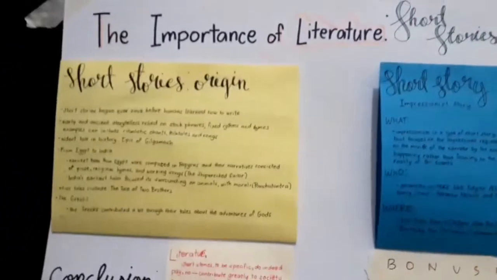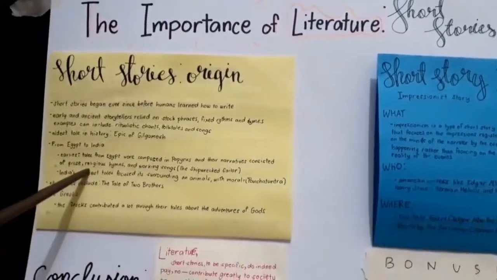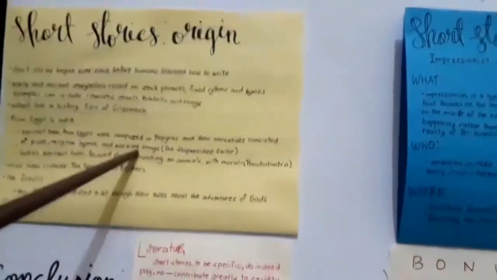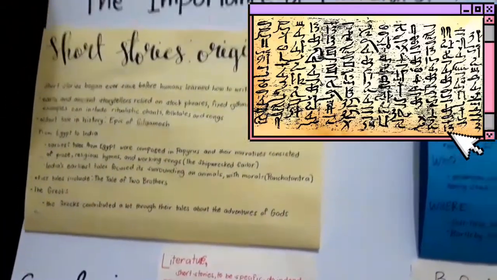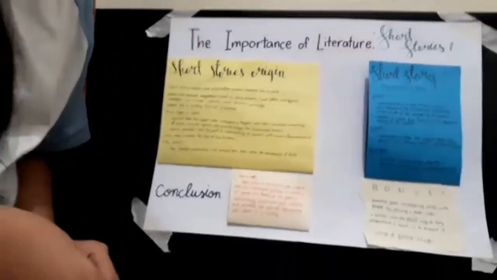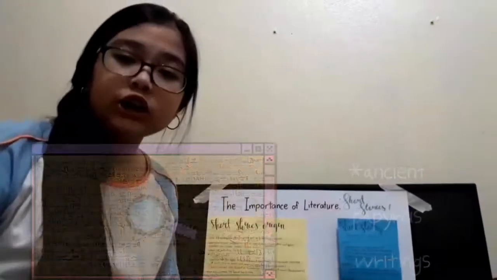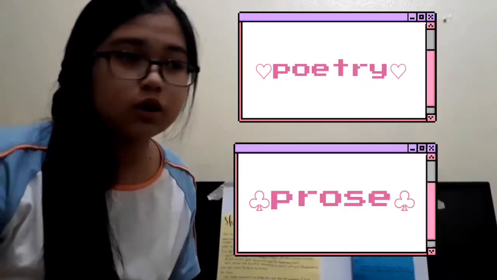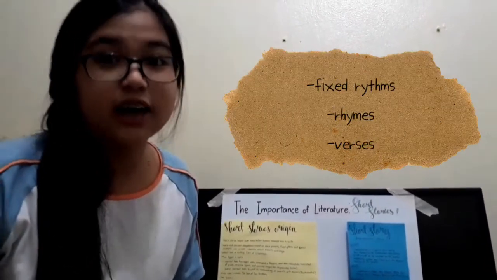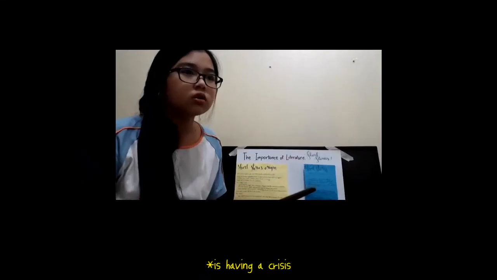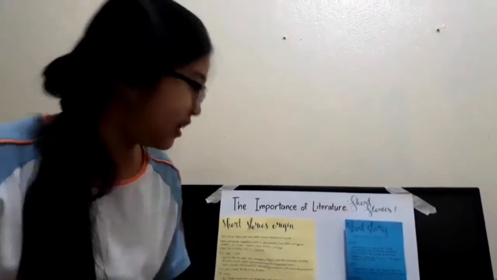From Egypt to India, their literature. The earliest tales in Egypt were composed in papyrus, and their narratives consisted of prose, religious hymns, and working songs. The Shipwrecked Sailor was specifically made for aristocratic families to deliver the message of hope and positivity. Now, before we could go on, what is prose? Well, literature can be divided into two parts, so there's poetry and there's prose. Poetry is basically fixed rhythms and rhymes, while prose is just everything else. Wow, they didn't do a good job of dividing that.